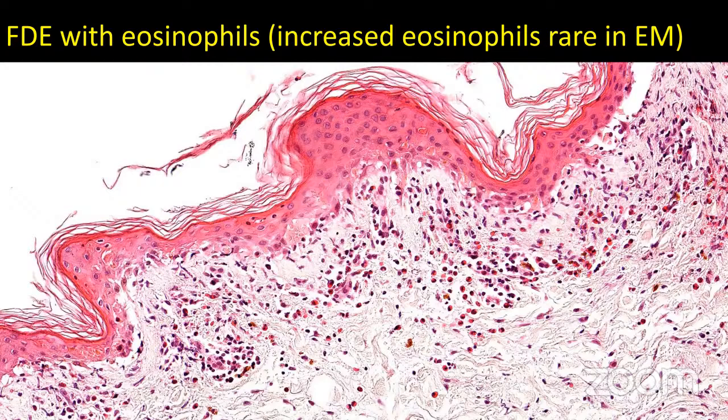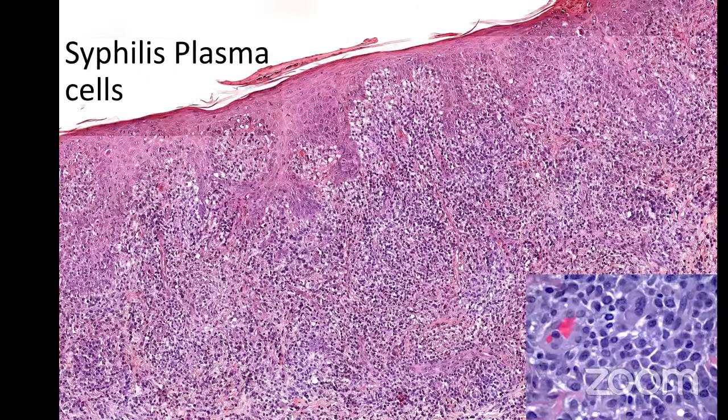Plasma cells, as you know, would be a clue to syphilis, but a certain percentage of the cases, maybe 10 to 20 or so, will not have plasma cells. So to me, syphilis is going to be sort of a lymphocyte and histiocyte infiltrate. Sometimes you even get some granulomatous features. But again, if you see an interface reaction with plasma cells, you have to think about syphilis.